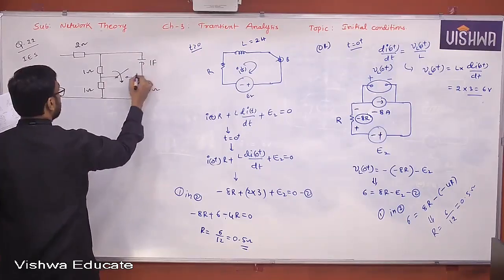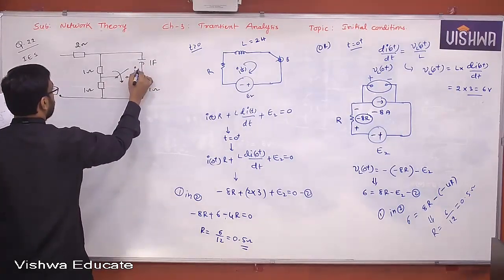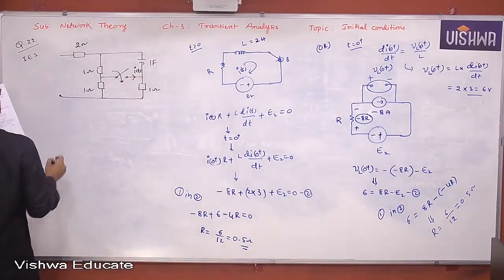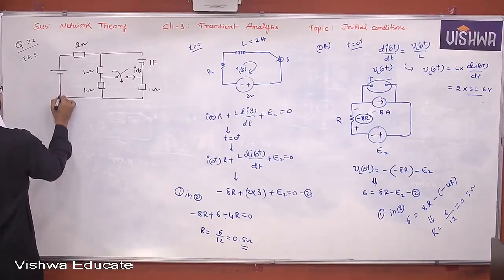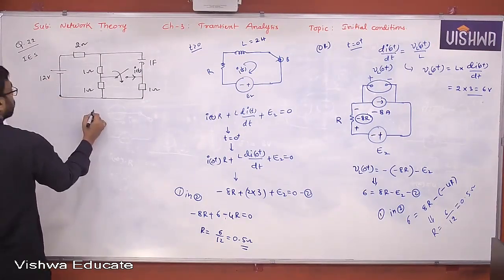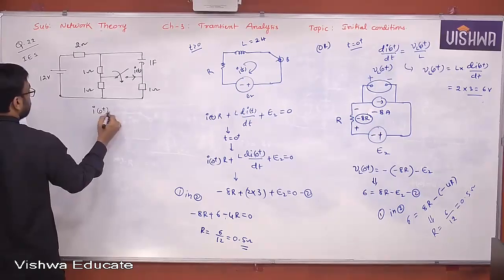One farad. Here it is i of t. This is 12 volt. You are expected to find what is i of 0 plus.